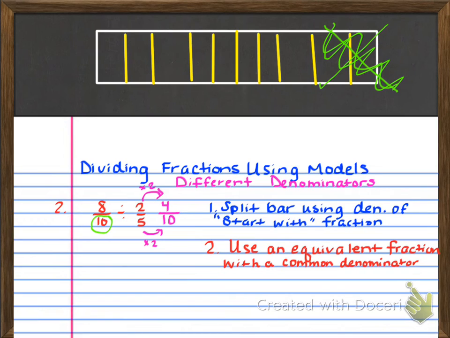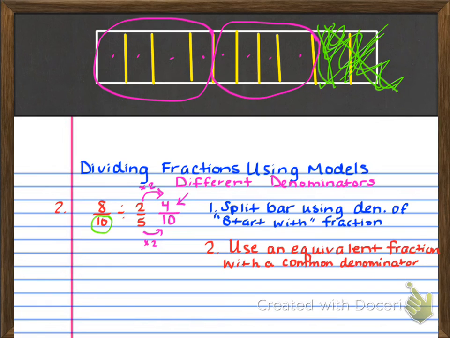So now we're going to look at what we have left, so cross all that out, no longer here. And we're going to look at what we have left, and we're going to go ahead and circle groups of 4, because remember, the 4 are right there. So we need 1, 2, 3, 4. 1, 2, 3, 4. So that worked out nicely. We have 2 whole groups of 4. So that means the answer to our problem, 8/10 divided by 2/5, should be 2.